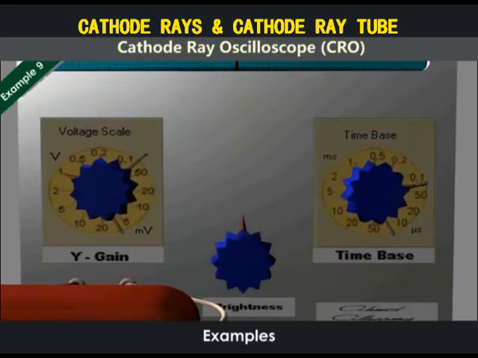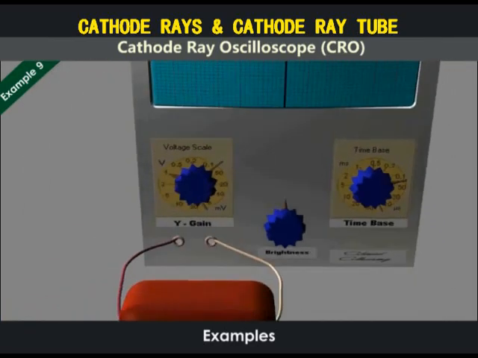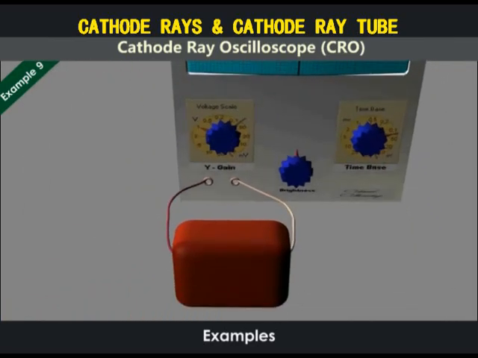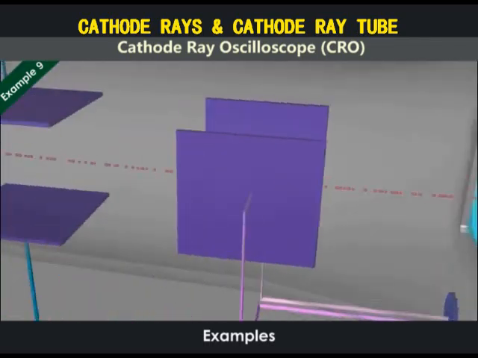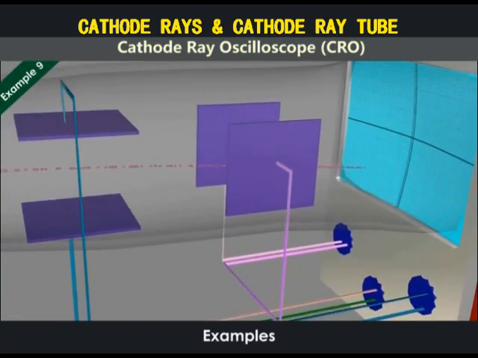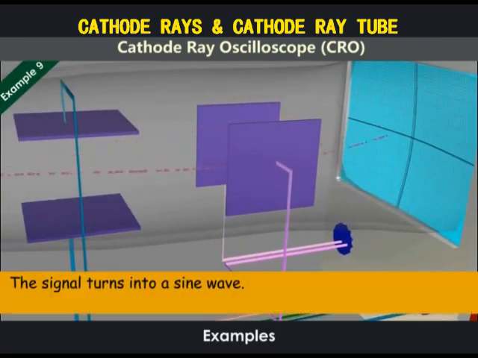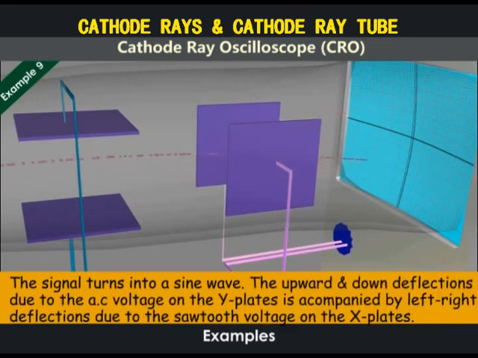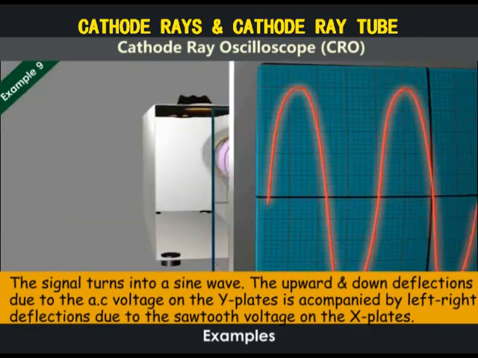And for the last example, the AC voltage is still applied on the Y input. But now, we will turn on the time base button. This will change the signal into a sine wave. This is because the up and down deflection caused by the AC on the Y plates is accompanied by the horizontal deflection across the screen caused by the X plates. This will be seen on the screen as a wave.